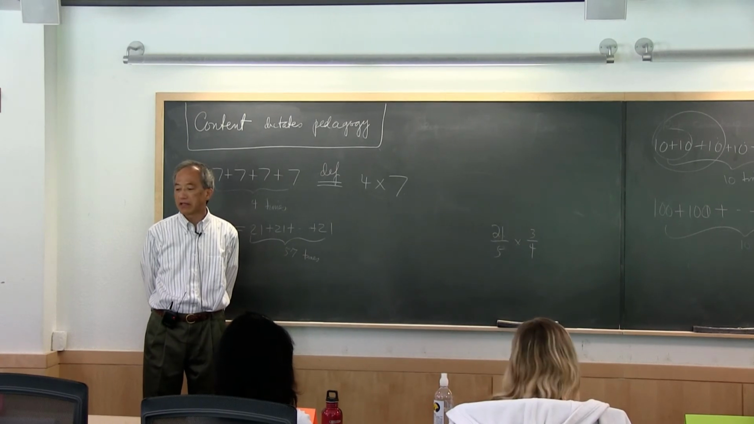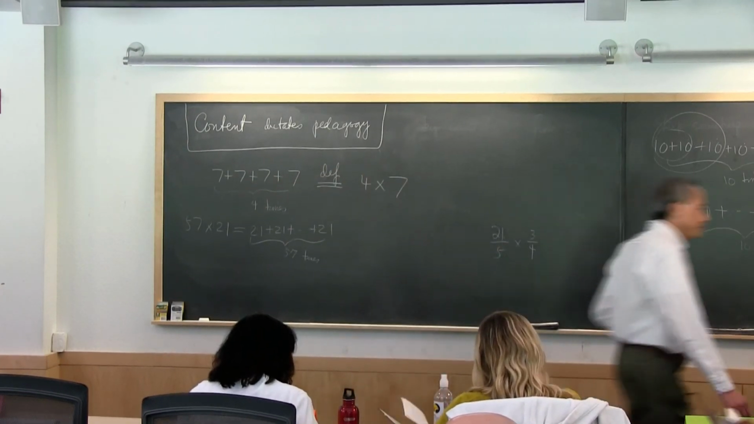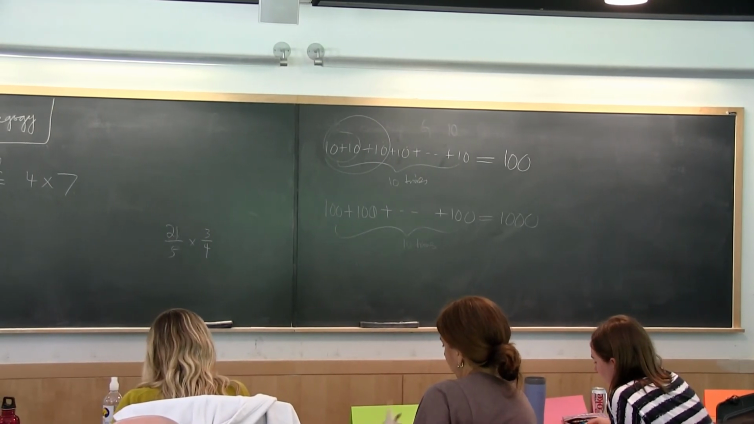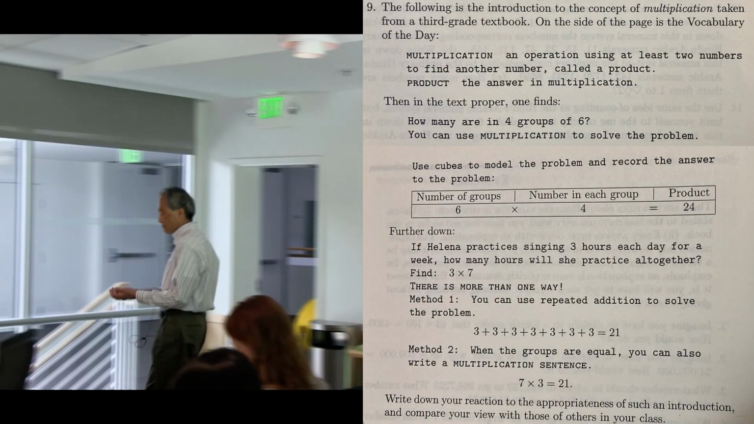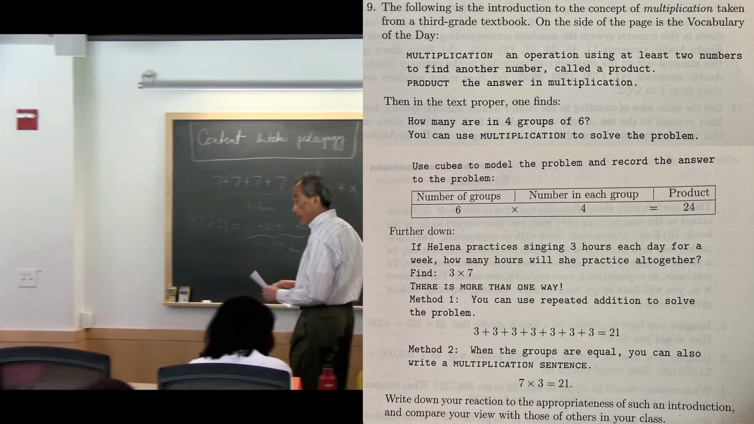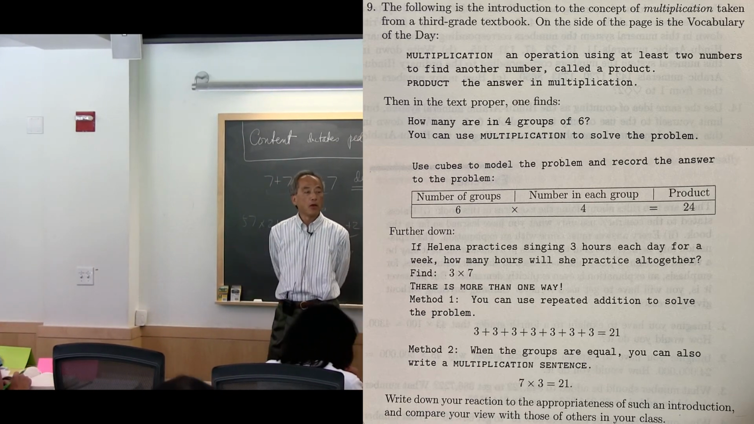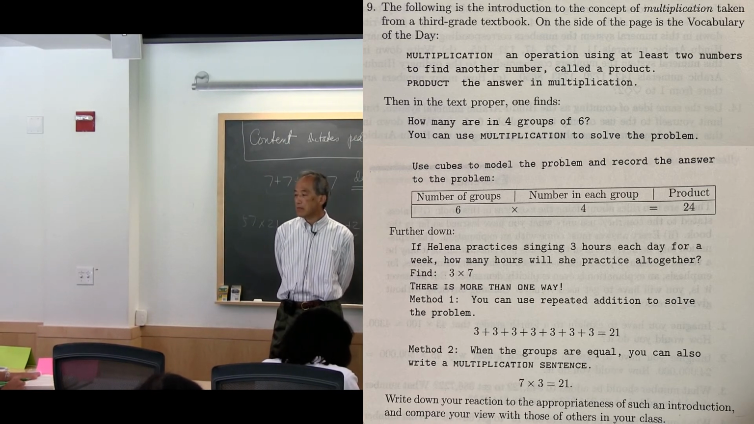So let's turn to the exercises in chapter 1, I think it's page 35. 35, yeah. Look at exercise number 9. This is now 3rd grade, as you know. It's the first introduction to multiplication, right? This is how a typical school textbook talks about multiplication of whole numbers.